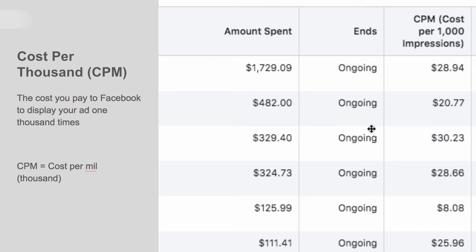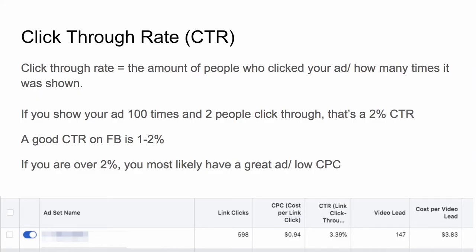Now, the CPM is going to be determined by a number of different things. The more relevant your ad, the more people who are clicking through your ad, and the less competition for your audience, the lower your CPM is going to be. So if you're targeting a highly competitive audience and you have a really bad ad, your CPM could be over $100 to display 1,000 times. Now, if you have a great ad that your audience loves and it's not too competitive, your CPM could be under $10. Just know that's an indication of how expensive it is to show the advertisements.